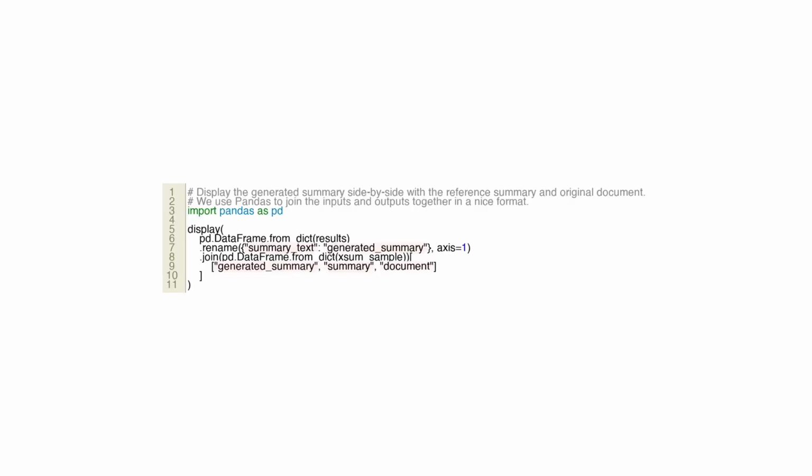This code snippet imports the pandas library and displays the generated summary side by side with the reference summary and original document. It uses the pandas library to join the generated summary text and the reference summary and original document together, and then displays them in a nice format using the display function.